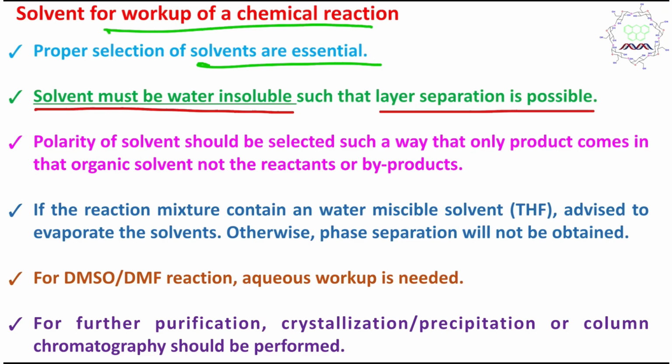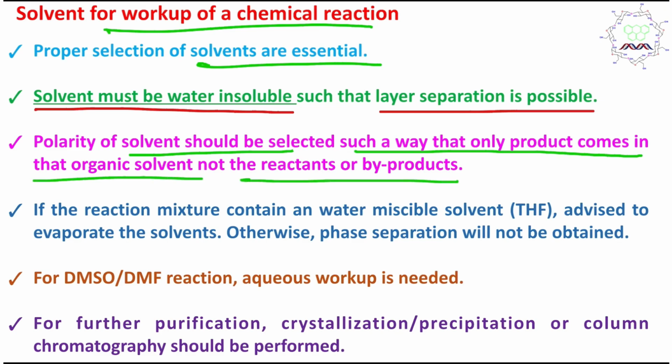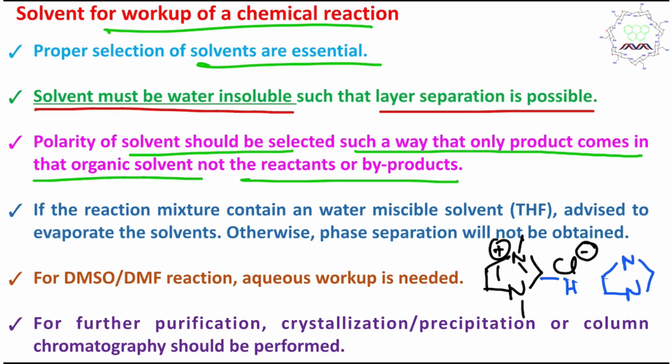Now, the polarity of the solvent could be selected in such a way that only the product comes into that organic solvent, not the reactant or byproduct. For example, you are producing a carbene from an imidazolium salt. These salts are very polar, and if you allow this to react with a very strong base, it will produce a carbene. Carbenes are neutral, so less polar. So what can you expect? The carbene is less polar, so it can come out in a solvent like toluene.